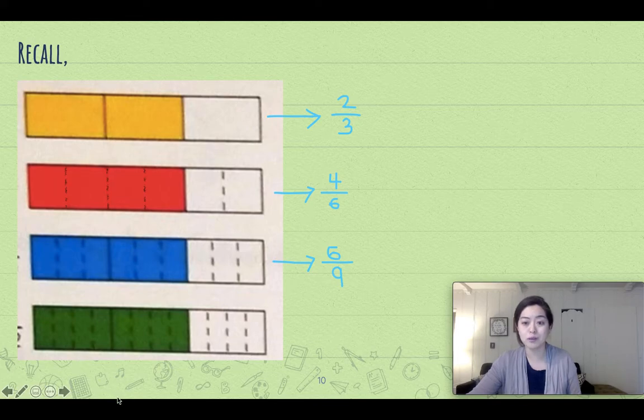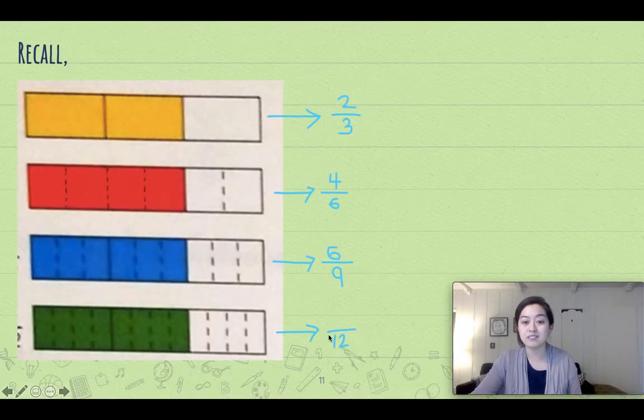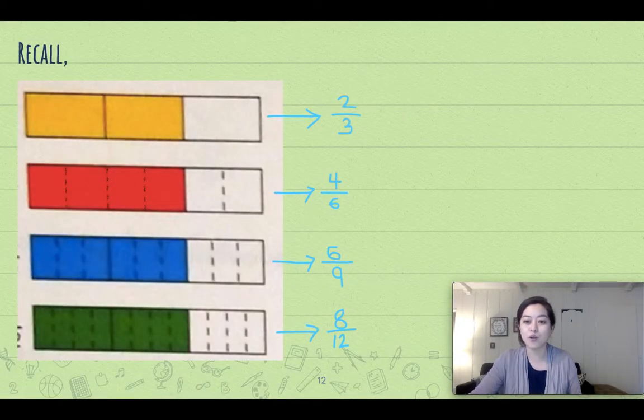And finally, let's look at the last bar model here. How many total parts do I have? Well, let's count by fours. 4, 8, 12. So I put the 12 in the denominator. What do I put in the numerator? It's the number of shaded parts. 4, 8. And how do I read this fraction? 8/12.